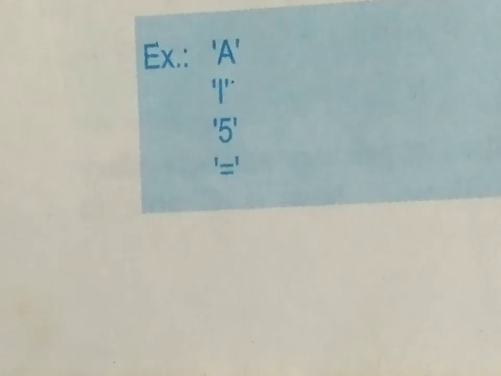Now let us see the rules for constructing character constants. A character constant is a single alphabet, a single digit or a single special symbol enclosed within single inverted commas. Both the inverted commas should point to the left. The maximum length of a character constant can be one character. The above mentioned characters are valid character constants.